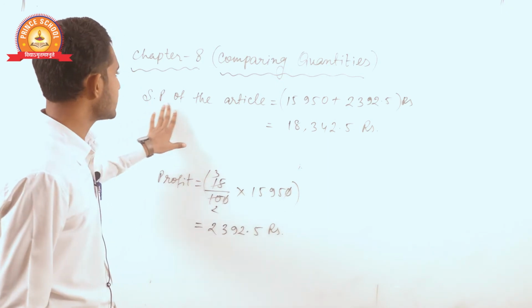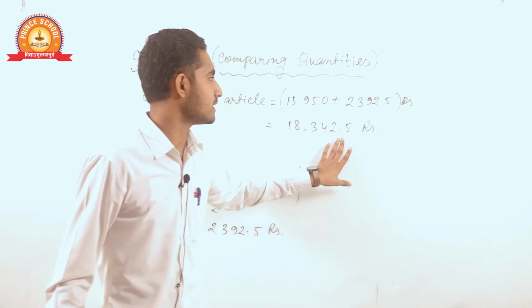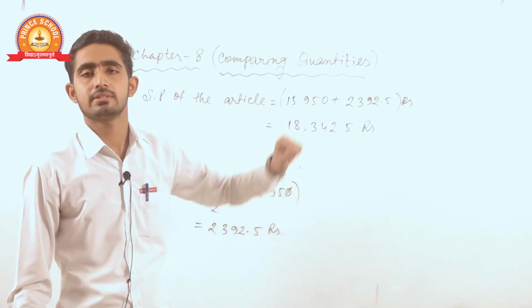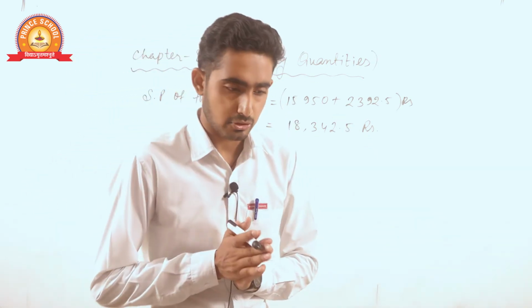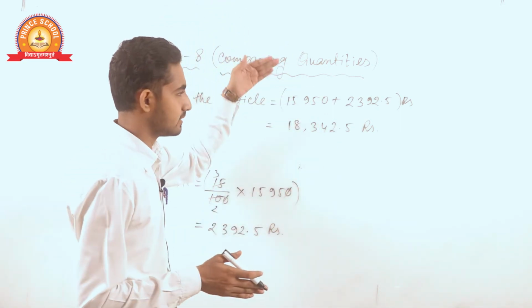That is your complete answer. So selling price of the article is equal to cost price plus profit is equal to 18,342.5 rupees. I hope all of you understand this question also. All the questions are the same type, same pattern if you observe.